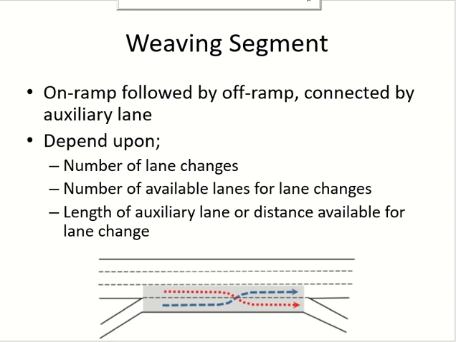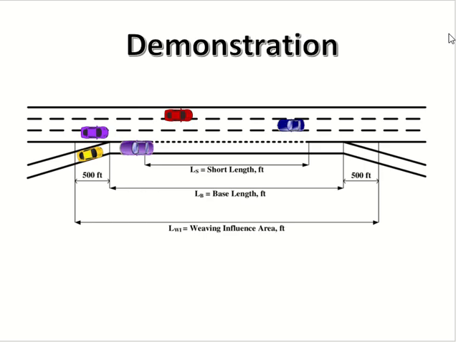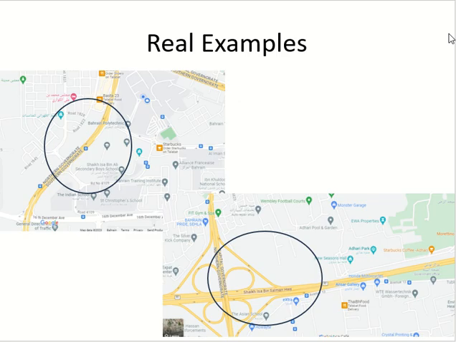A weaving segment is basically a merge and diverge segment which are very close to each other and connected with an extra lane, which we call the auxiliary lane. So this is what we call a weaving segment. In a weaving segment, the most important item is the number of lane changes, because people are coming in and going out at the same time or in a short distance. So there are lots of lane changes. This is the most prominent aspect of this thing.